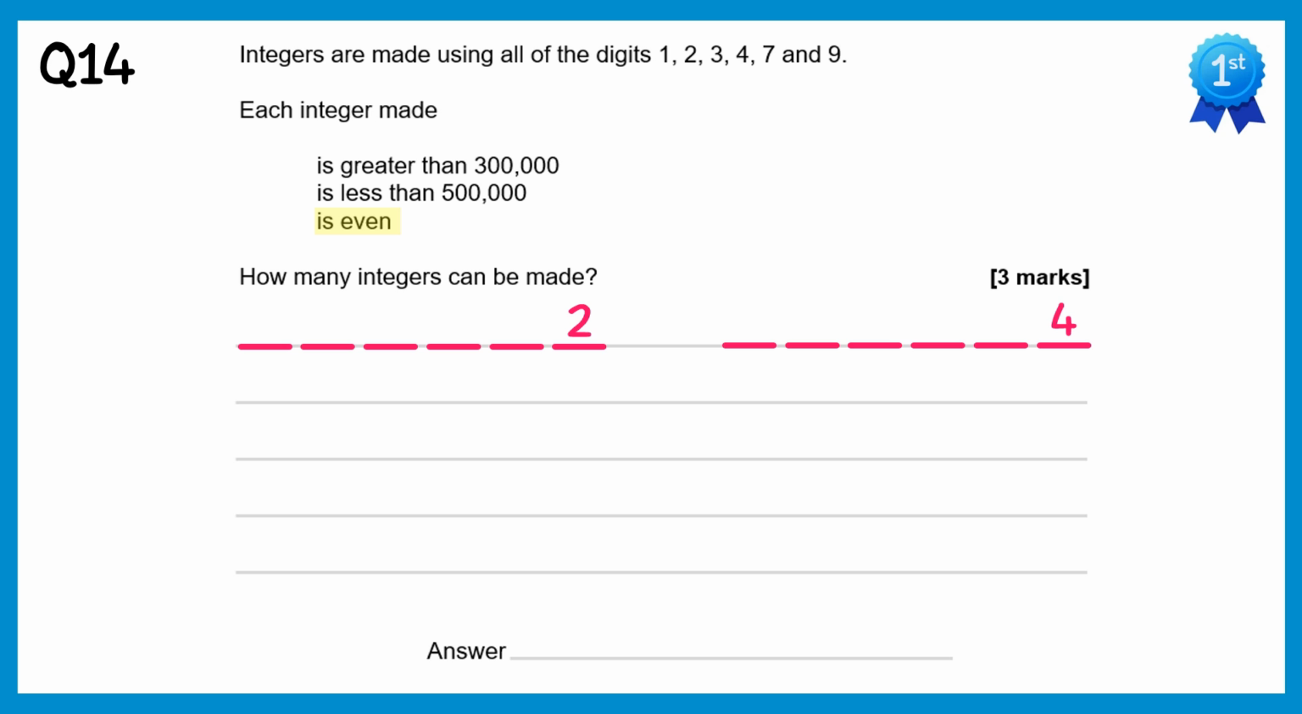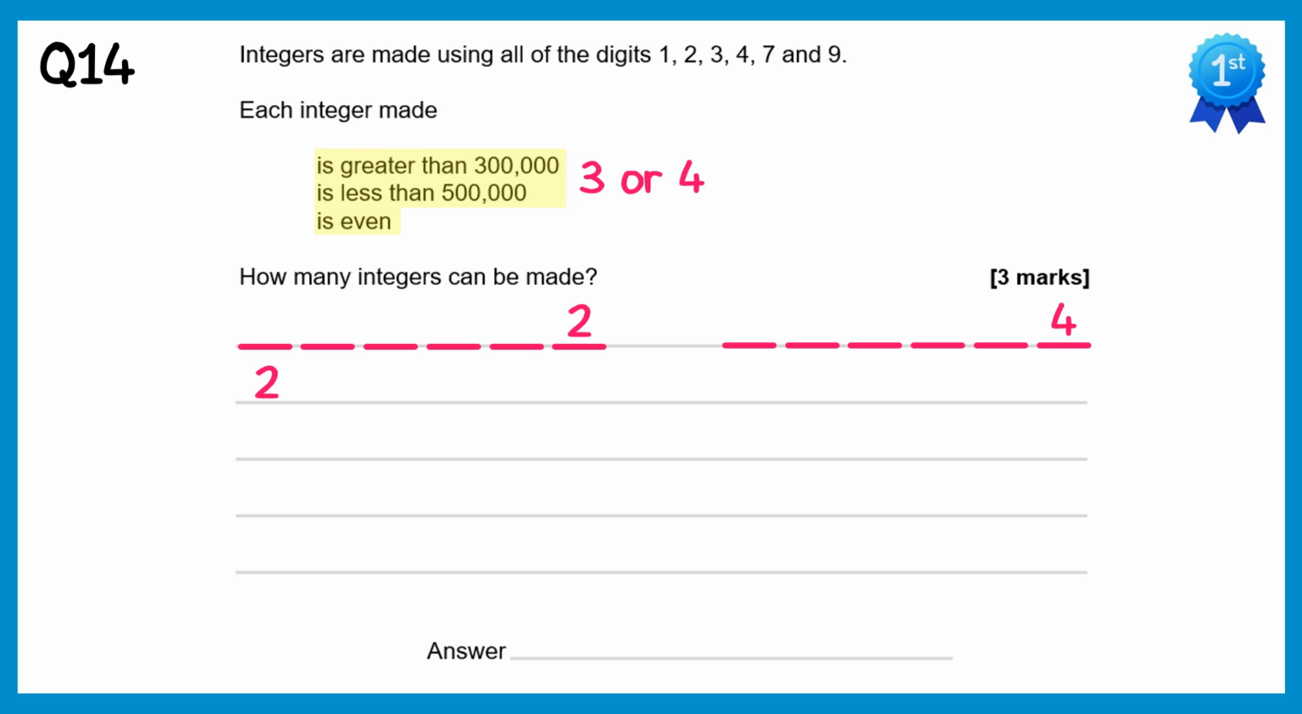Now we've also been told the number must be greater than 300,000 and less than 500,000. This tells us the first digit must be a 3 or a 4, since if it was any of the other numbers it wouldn't be in between those values. So let's look at the case again where the number ends in a 2. So if the number ends in a 2, the first digit must be one of the 3 or the 4, so there's two possible ways of selecting the first digit.